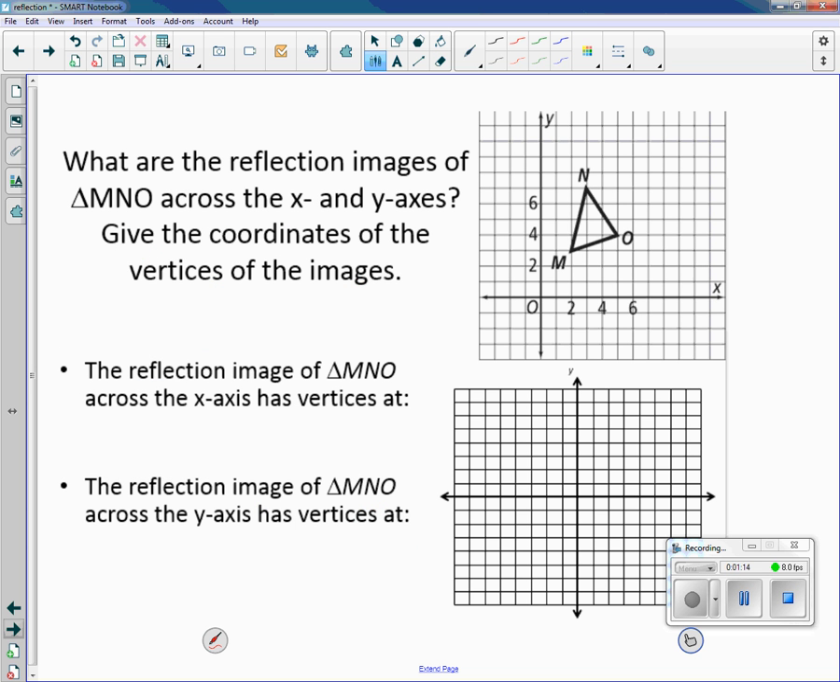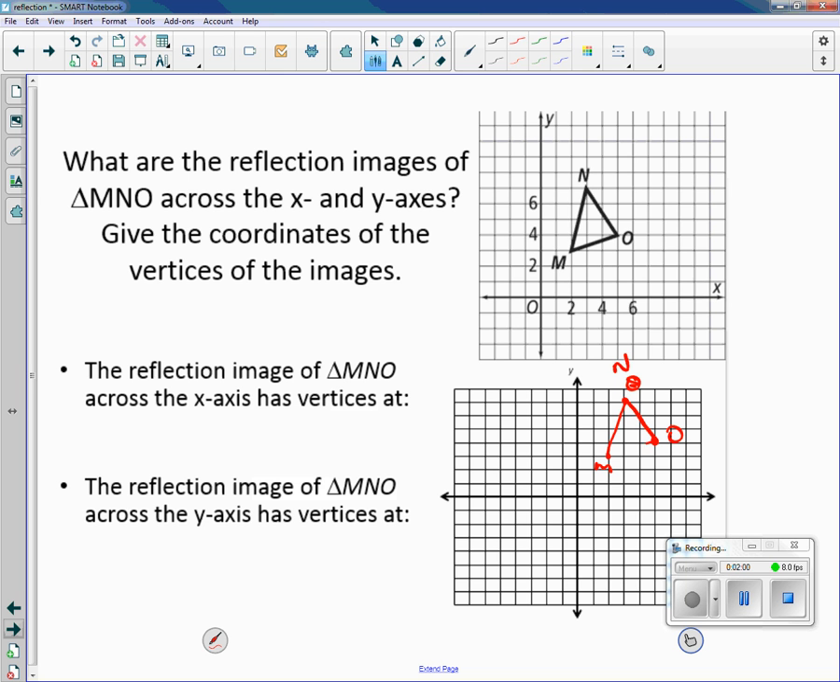Now, we are going to reflect this image across the x and the y axis. Basically, we're going to start with the x-axis, okay? I'm going to recreate these points onto the graph below. So this is at 2, 3. That is M. N is at 3, 7. O is at 5, 4. Okay.